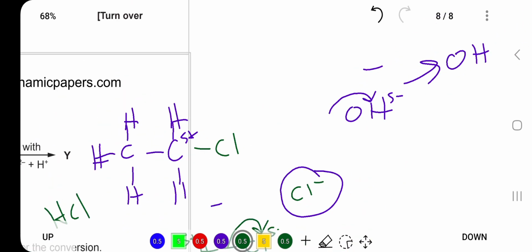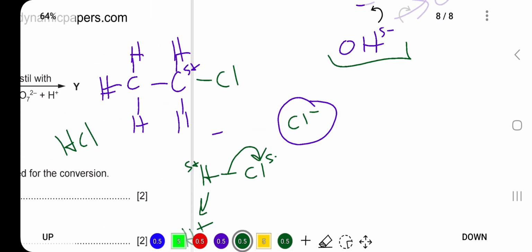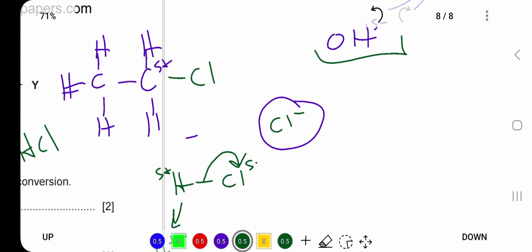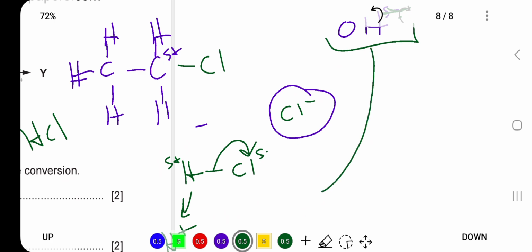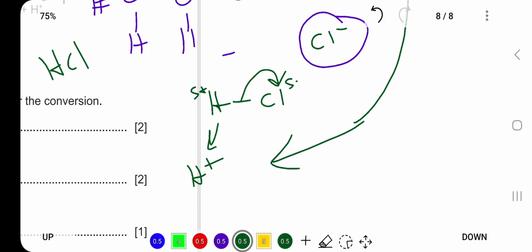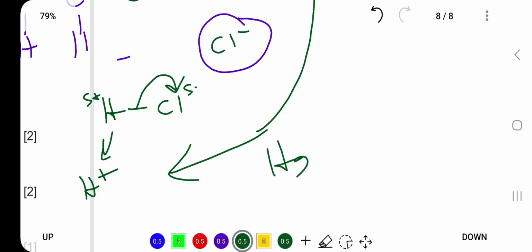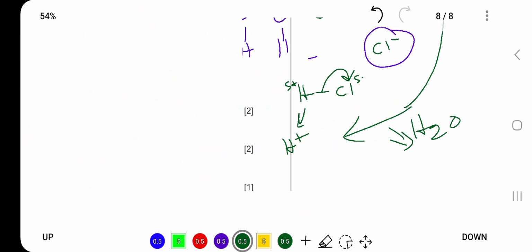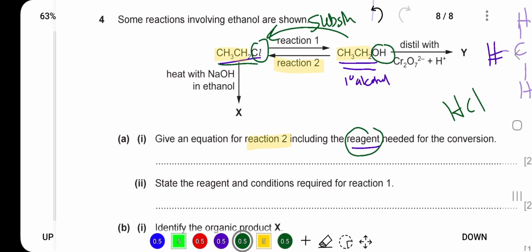And now the remaining OH minus will go to the H. So OH with H will give you H2O. So that's exactly the mechanism that you should learn.